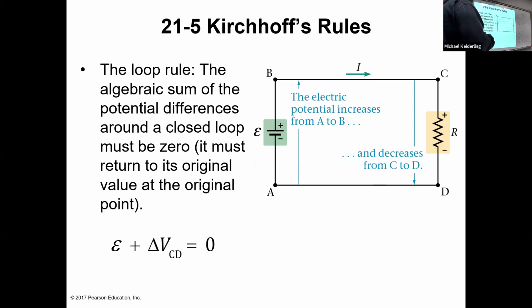The loop rule says if you go around the loop and add up all the potential differences, they have to add up to 0. Because if you had a net potential difference around the loop, you could build up energy. But if you go around the loop, once you get back to your start, energy should be conserved. So energy should be the same. So all the potential differences should add up to 0. So here is the simplest case. You have a battery, which creates a potential difference, and you have a resistor, which creates a negative potential difference, and they add up to 0.